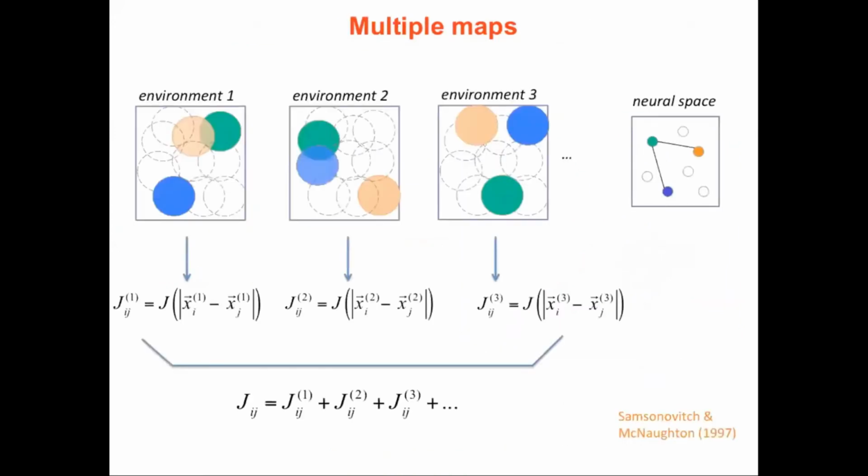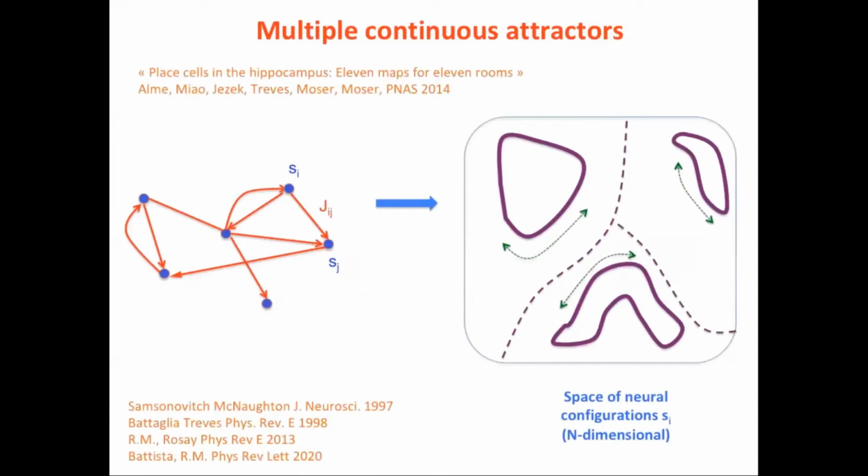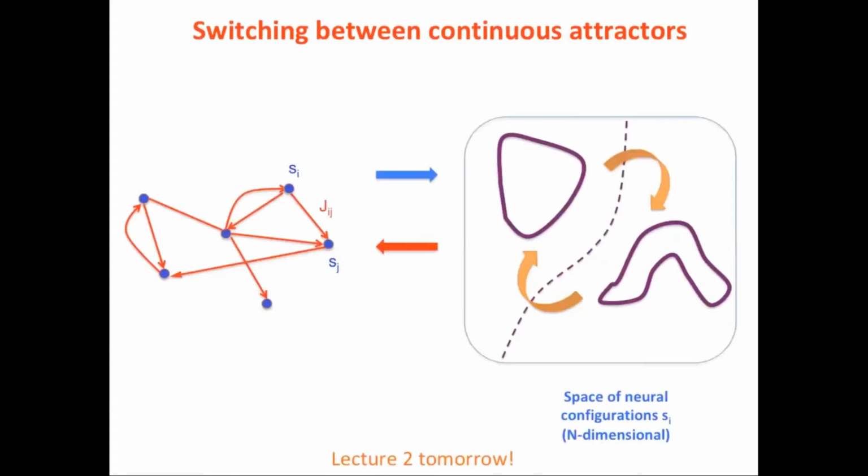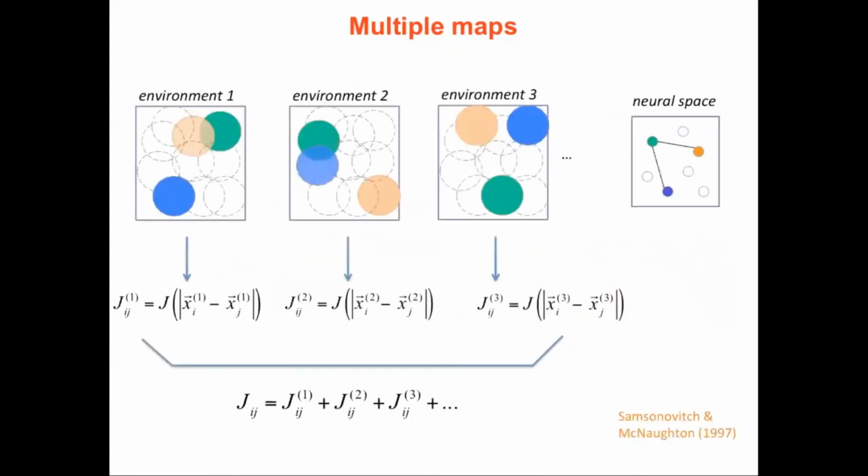So let's come back now to lecture 1 and see how we can change the model we have seen, which is able to embed one continuous attractor in a network, into a model which is able to embed more than one continuous attractor. So we'll see two ways of doing that. The first way was proposed by Samsonovich and McNaughton about 25 years ago. What they proposed was an extension of the Hopfield model. The idea is actually very nice and simple at the same time.